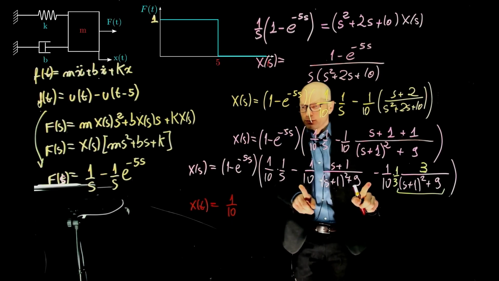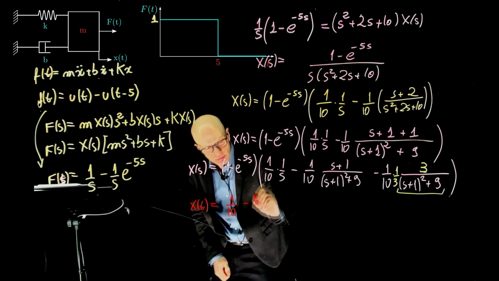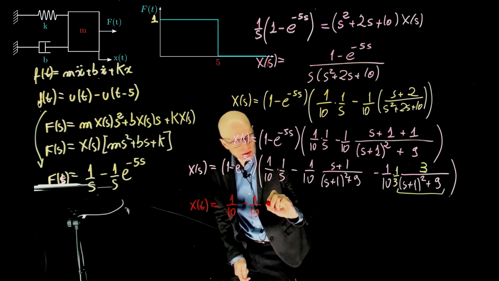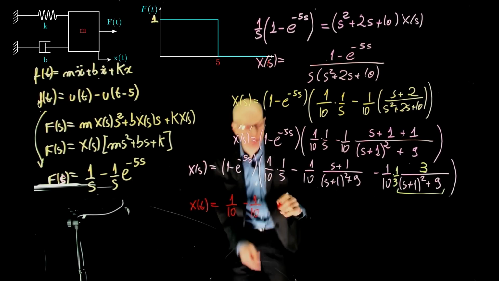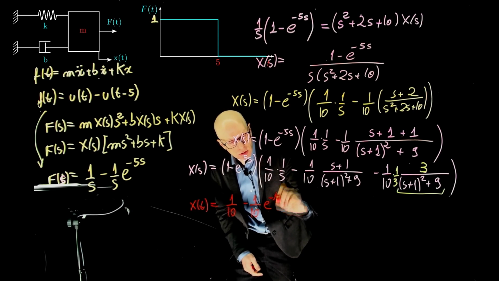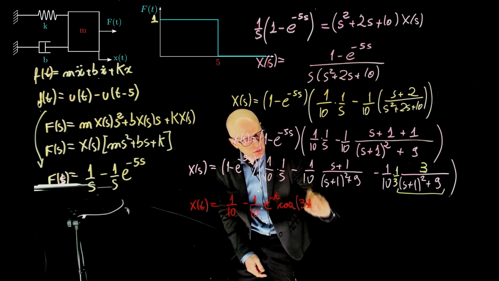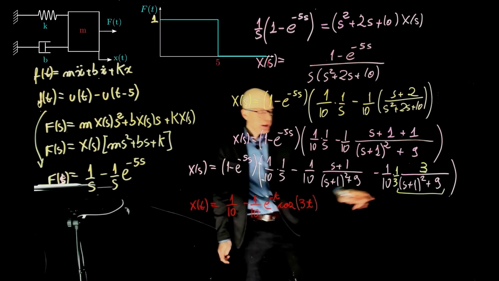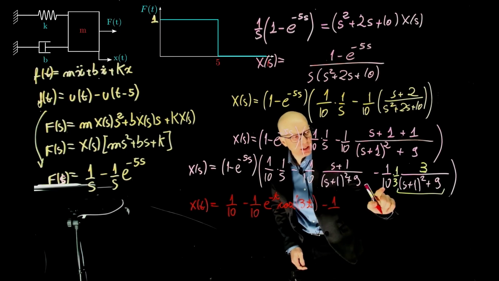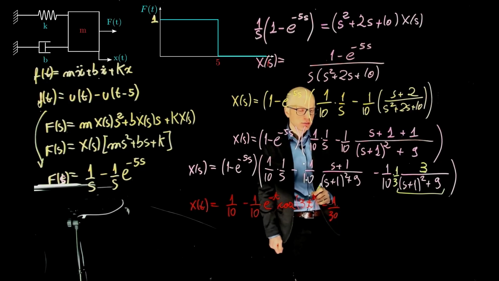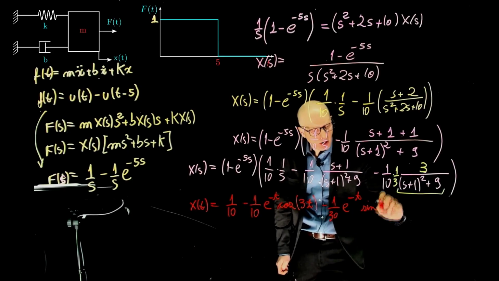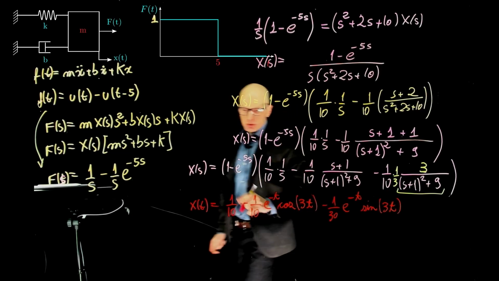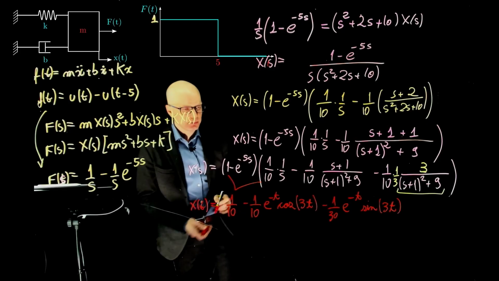What is the Laplace transform of this big thing here? Is negative 1 over 10 exponential of, we'll check that at the table later, exponential of negative t cosine of 3t. And this term here is negative 1/10 times 1/3, so 1 over 30, exponential of negative t, sine of 3t. So this was obtained through these multiplications.